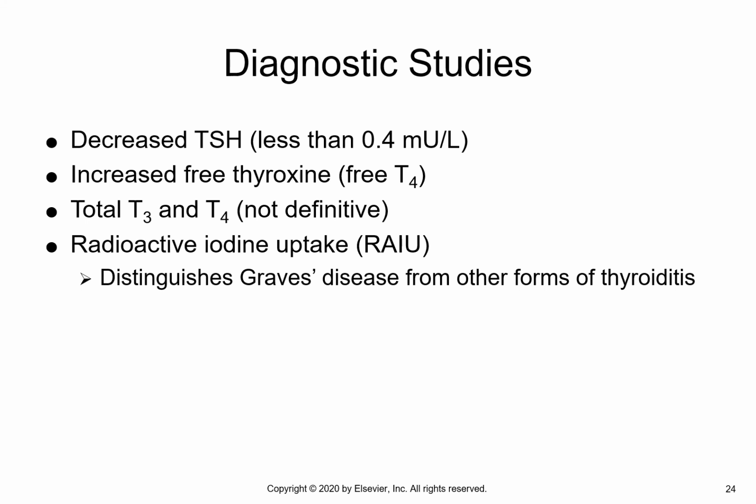The RAIU test can distinguish Graves' disease from other forms of thyroiditis. The patient with Graves' disease shows a diffuse homogeneous uptake of 35 to 95%, while the patient with thyroiditis shows an uptake of less than 2%. The person with a nodular goiter has an uptake in the high normal range.